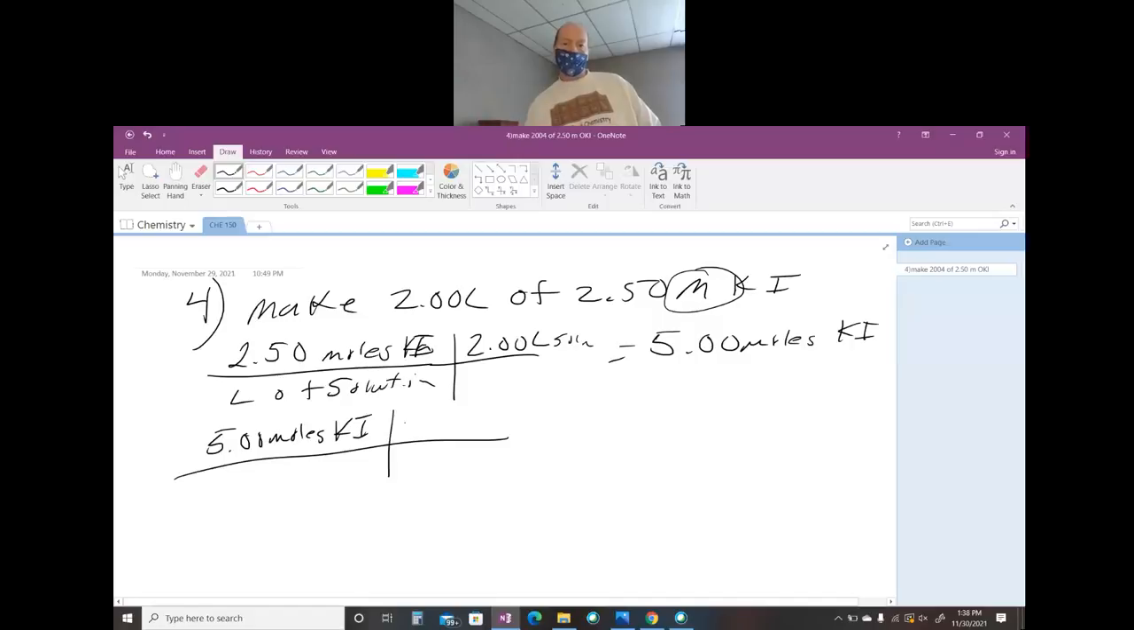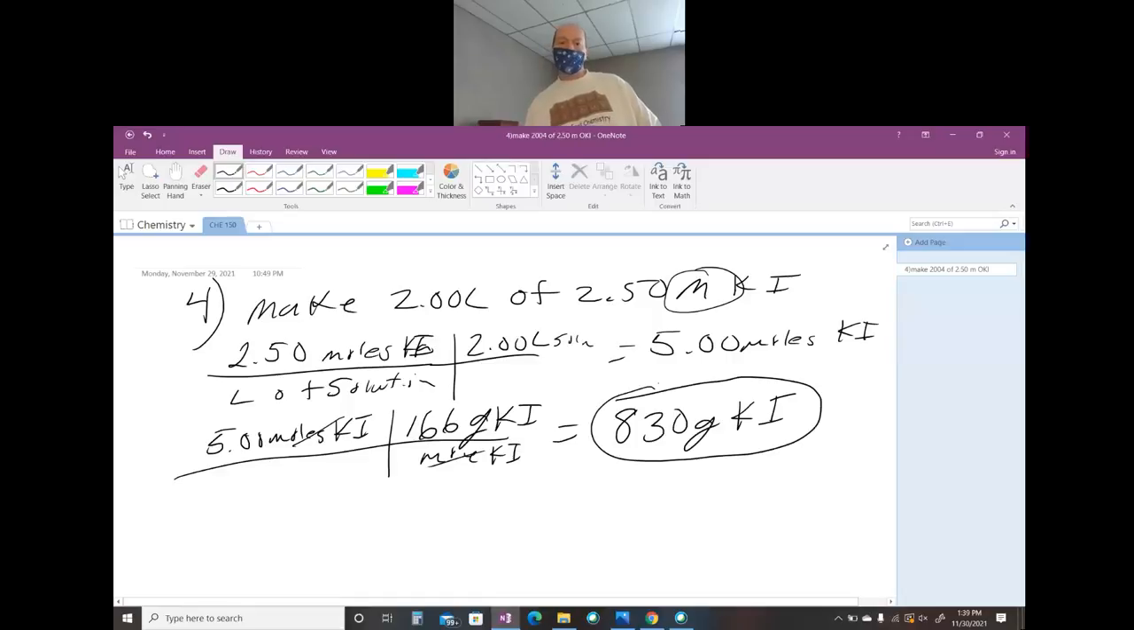We find the molar mass of KI, which we did previously in number 3. It's 166. From the periodic table, K is 39.1 and I is 126.9, and we get a molar mass of 166 grams of KI per mole of KI. When we multiply that, we get 830 grams. That is not how you make it, but you have to know that in order to make it.